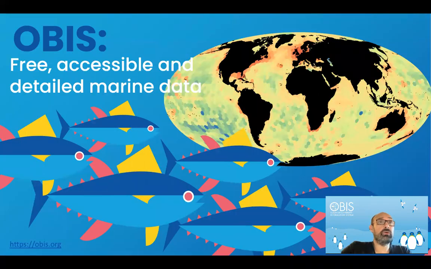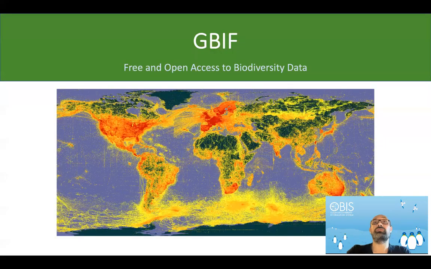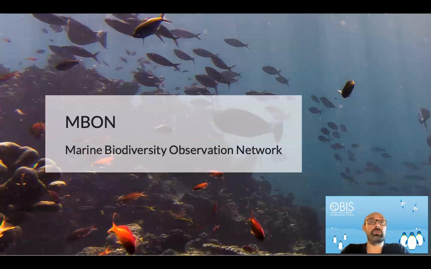We are a regional node for the Ocean Biodiversity Information System, which provides access to expert-validated marine biodiversity data. And we're also a regional node of GBIF, the Global Biodiversity Information Facility, which provides access to biodiversity data both in the marine and terrestrial realm. Earlier this year, we have also been recognized as a regional node for the Marine Biodiversity Observation Network. And with this collaboration, we hope to develop more policy relevant products that can inform decision-making.